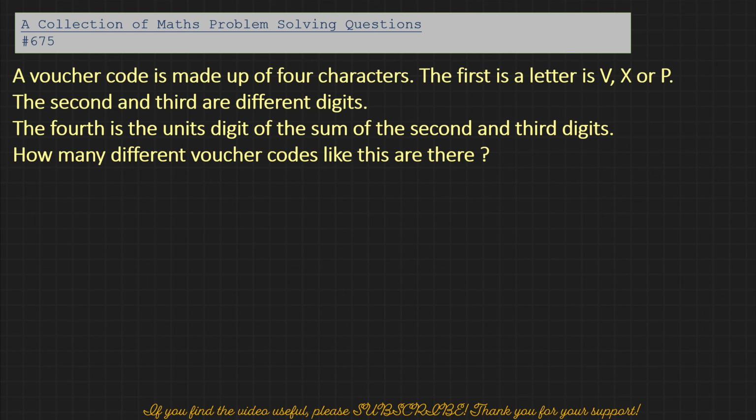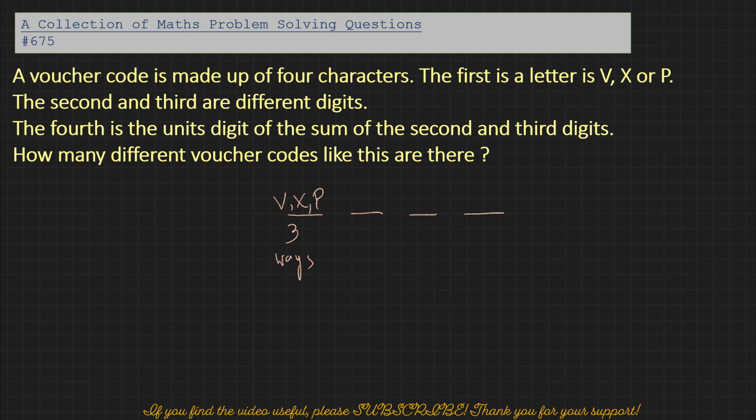So, if we try and think, these are the spaces for the code. The first code is a letter, so it can be V, it can be X, or it can be P. So that is 3 ways. You can either have a V, or an X, or a P.